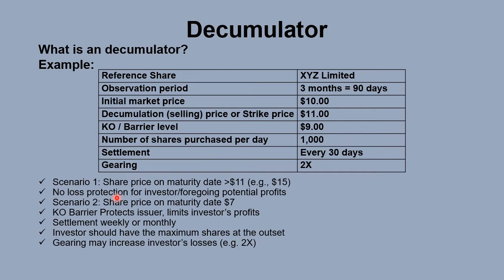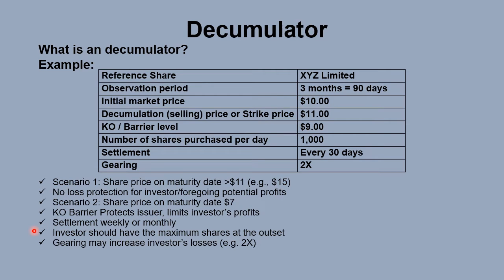For example, if he already owns the stock, he will forego profits by selling shares to the issuer instead of in the market. If he does not own the shares already, he will have to buy the shares from the market at a much higher price and sell them to the issuer at the strike price, which would be lower in that scenario. Banks or the issuer may require the investor to already own the maximum possible shares at the outset, the maximum possible that the investor is required to sell to the bank during the tenure of the decumulator.